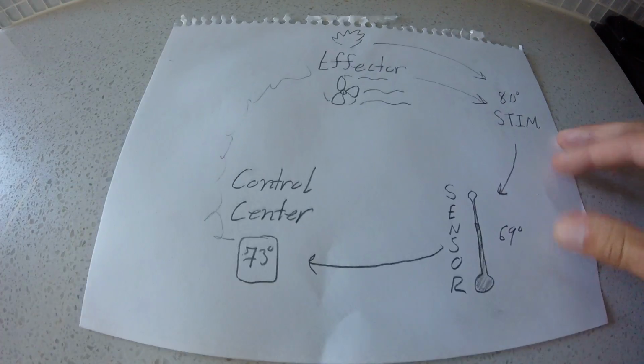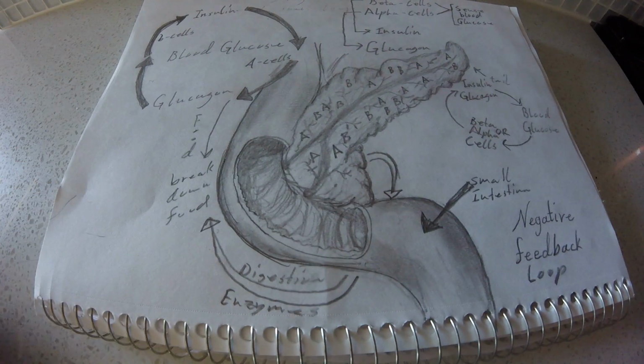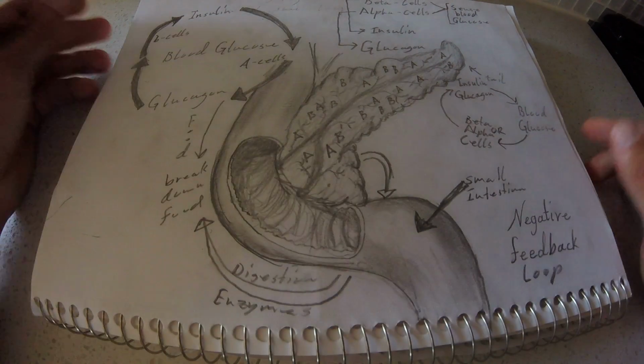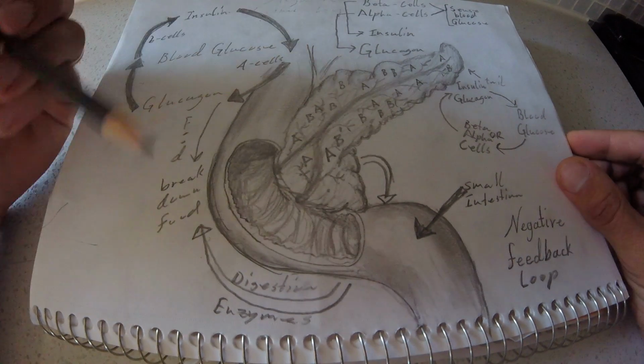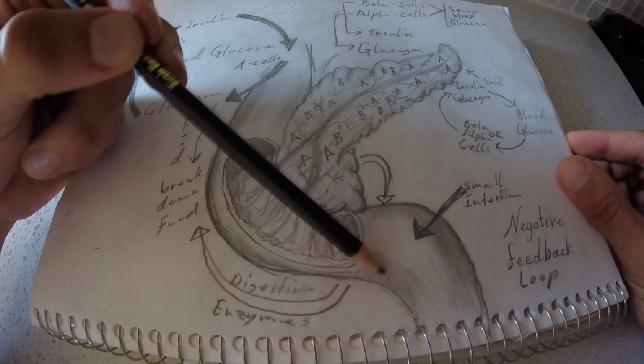So an example in our body, other than our sweat glands, is the pancreas and glucose. So we eat some food. This is the pancreas, by the way. There's the pancreas, and the pancreas produces digestive enzymes that break down food before they enter the small intestine.